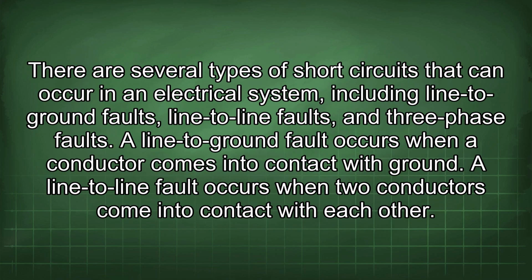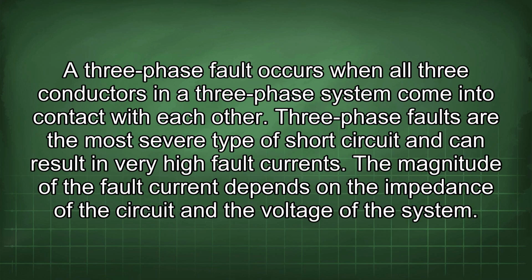There are several types of short circuits that can occur in an electrical system, including line-to-ground faults, line-to-line faults, and three-phase faults. A line-to-ground fault occurs when a conductor comes into contact with ground. A line-to-line fault occurs when two conductors come into contact with each other. A three-phase fault occurs when all three conductors in a three-phase system come into contact with each other. Three-phase faults are the most severe type of short circuit and can result in very high fault currents.